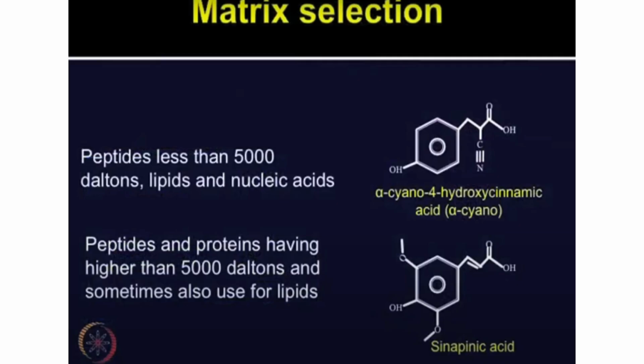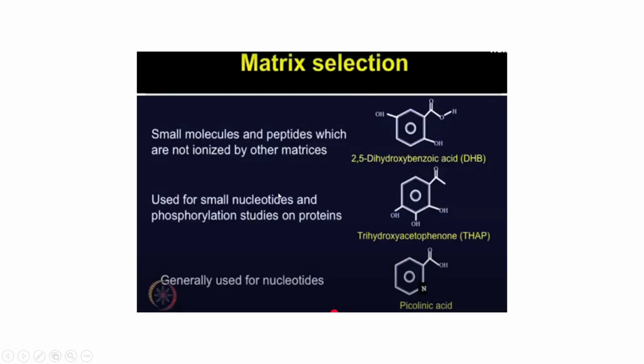For example, for peptides less than 5000 Daltons, or lipids and nucleic acid, you use alpha-cyano matrix. If the proteins are higher than 5000 Daltons, then sinapinic acid is used as a matrix. Then similarly, depending upon your need, if you are dealing with nucleotides, small nucleotides and phosphorylation studies, then you use THAP, and for small molecules and peptides which are not ionized by other matrices, you generally use this so that they get ionized.